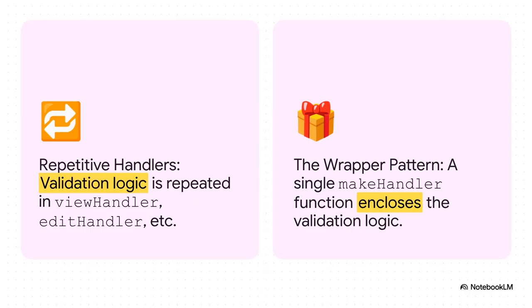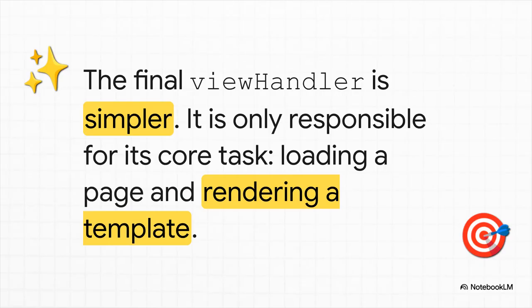And here's that better way. It's called the wrapper pattern. It's so cool. Instead of putting the validation logic inside each handler, we create a new function that wraps around our handlers. This makeHandler function has the validation logic in one single place. It checks the request first, and only if it's valid does it pass control along to the handler that was supposed to get it.